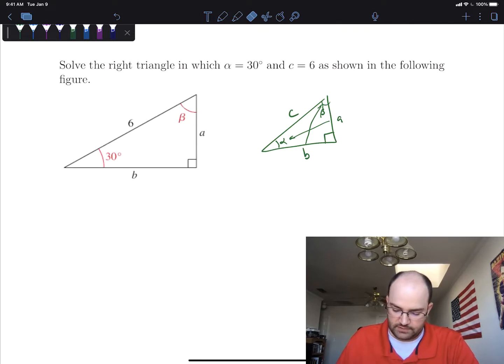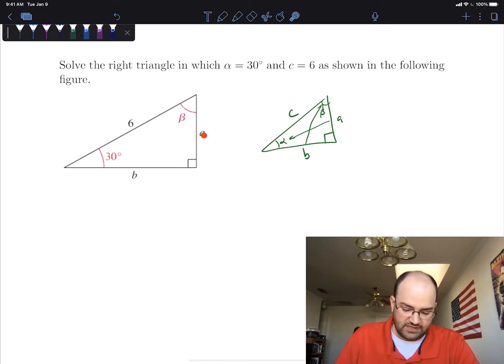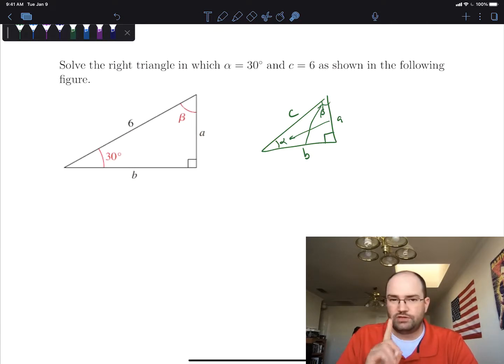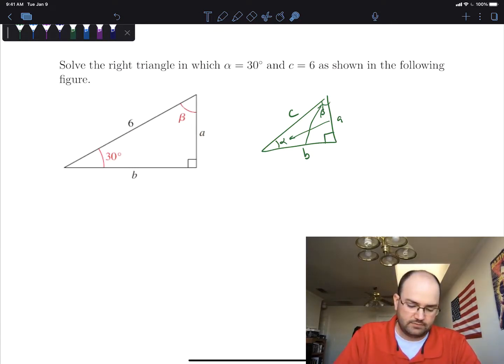Alrighty. Now that we know that, what it means to solve a right triangle is to find everything. Find alpha, beta, gamma, A, B, and C. Anything that you don't know already needs to be found. We know that's a 90 degree angle here. The 30 degrees is opposite the A, and beta is right here, but we can immediately find beta.